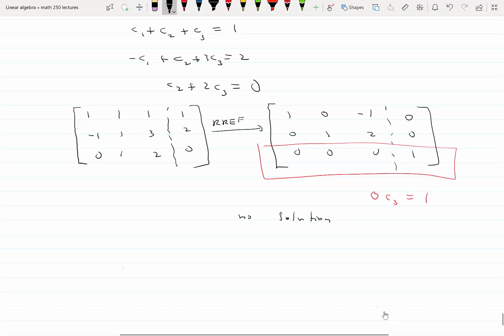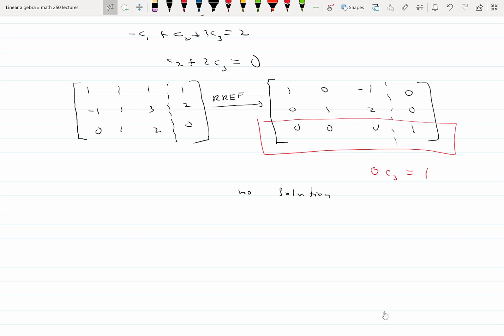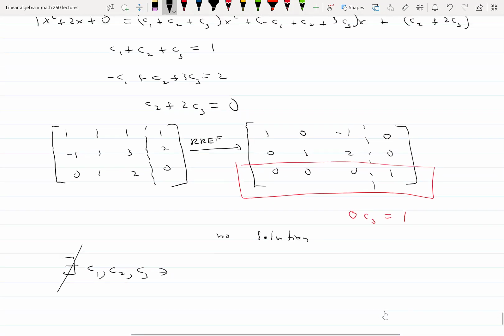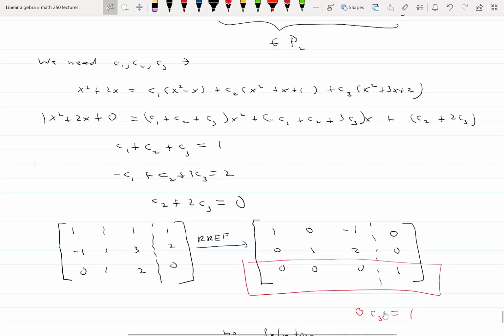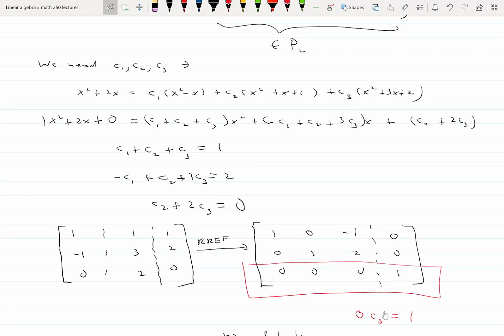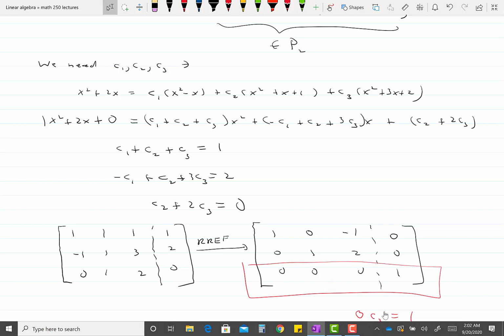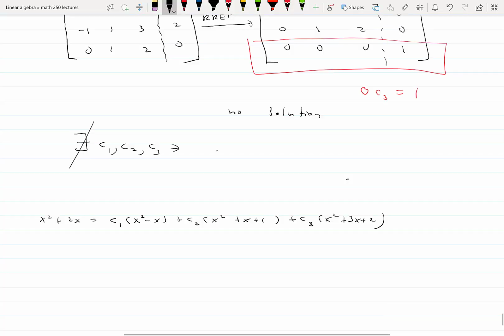There are not three constants. There do not exist, I'm going to use the symbol, there do not exist C1, C2, and C3 such that that whole long equation holds true. And I copy and pasted it off camera. This is what we needed.